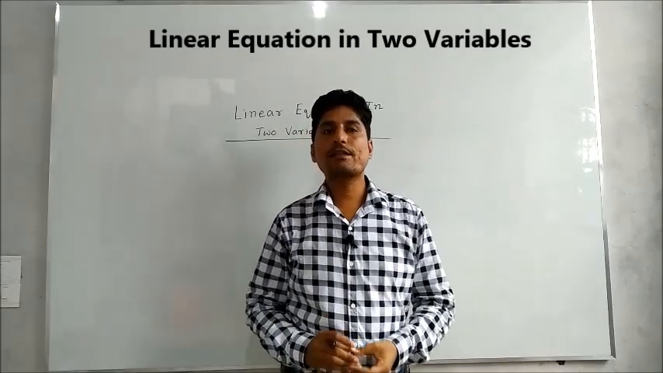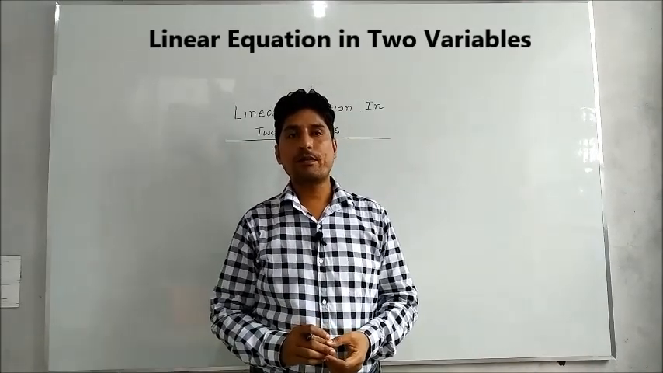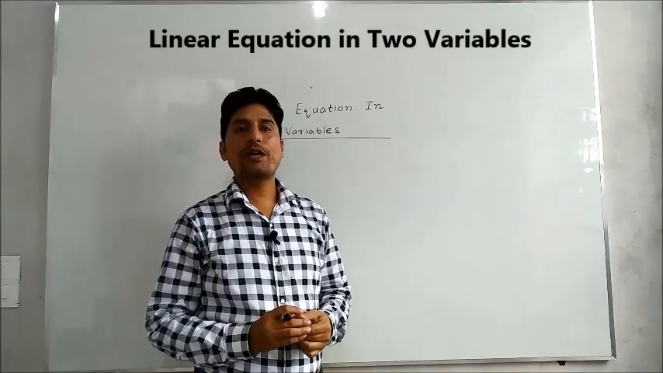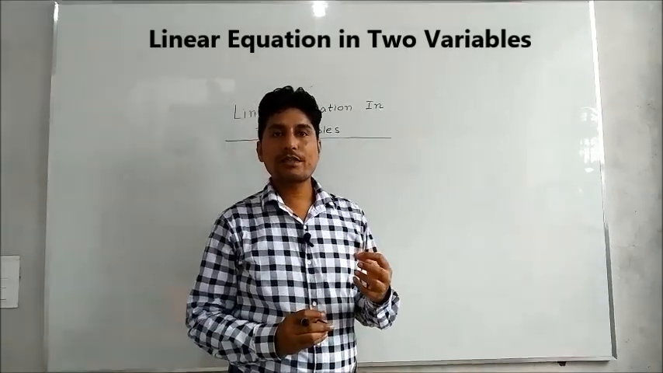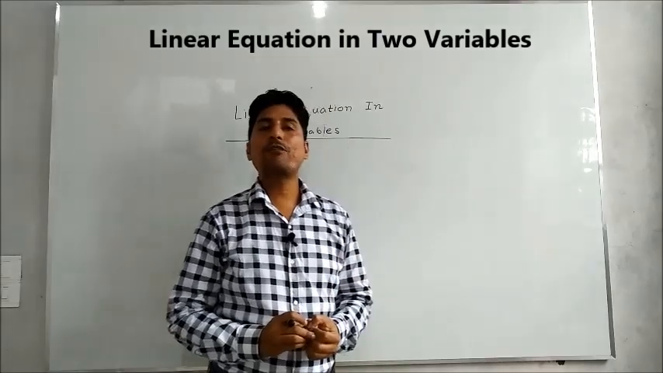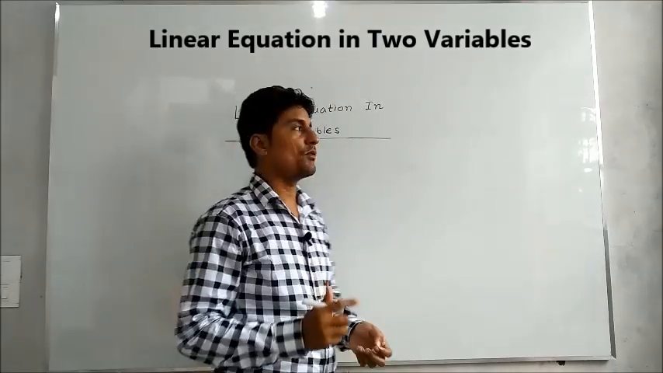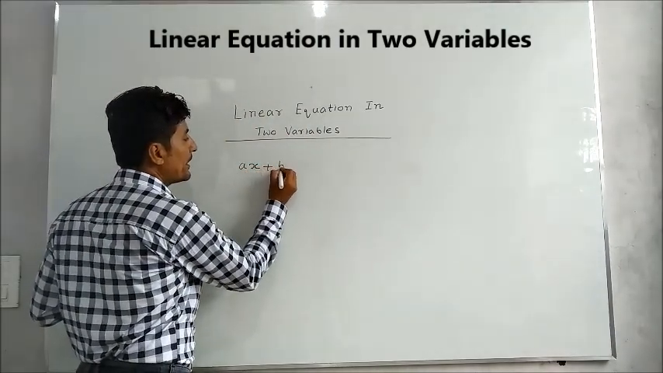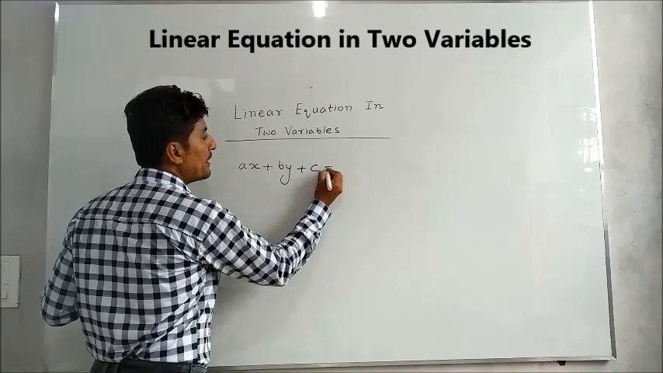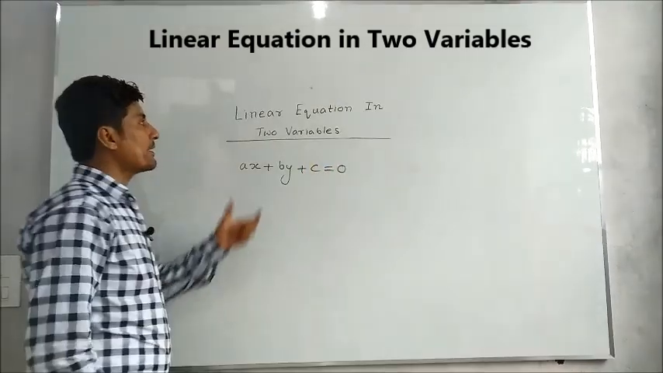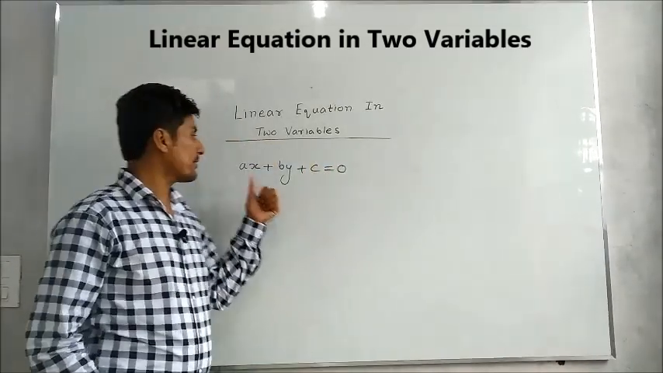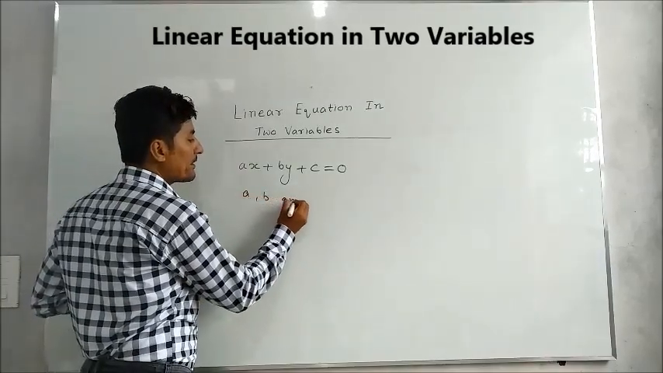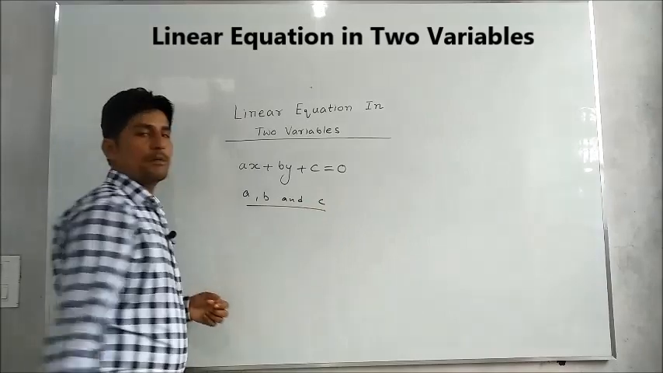Our today's topic is linear equation in two variables. So first of all, we will see what is linear equation in two variables. The equation which is in the form of ax plus by plus c equals to 0 is termed as linear equation in two variables x and y, where a, b and c are the real numbers.